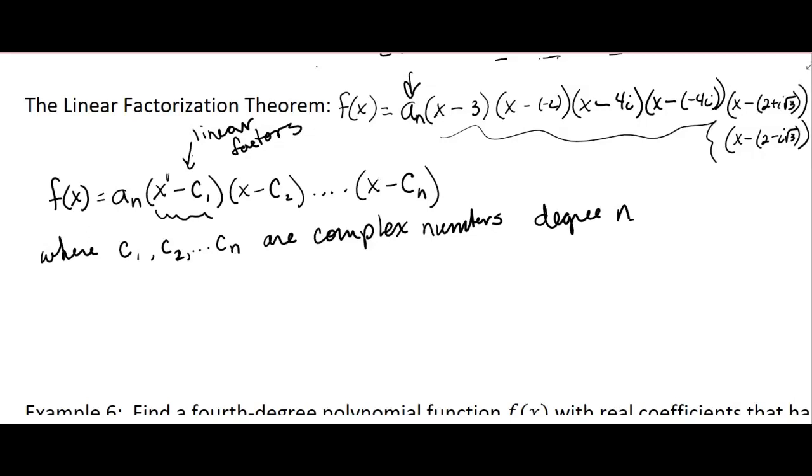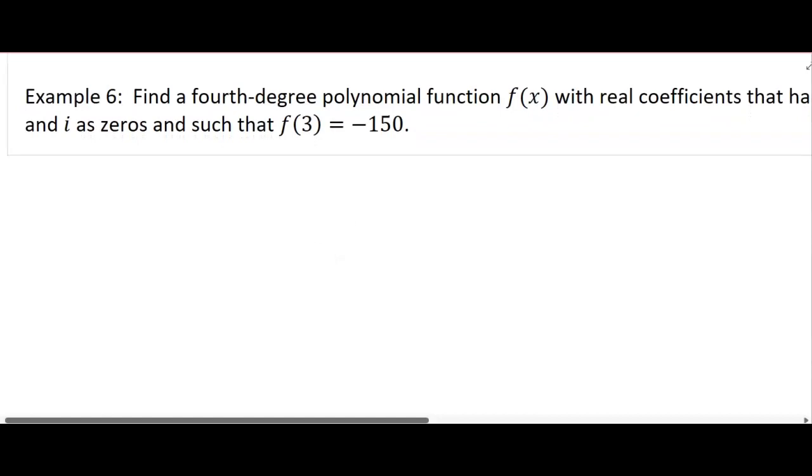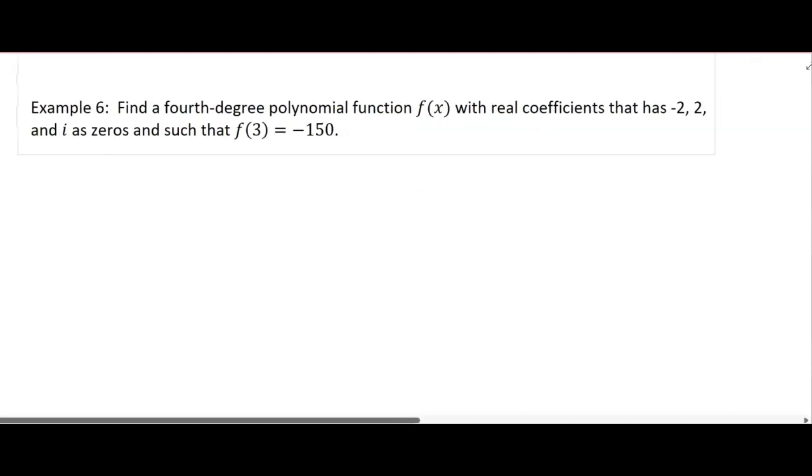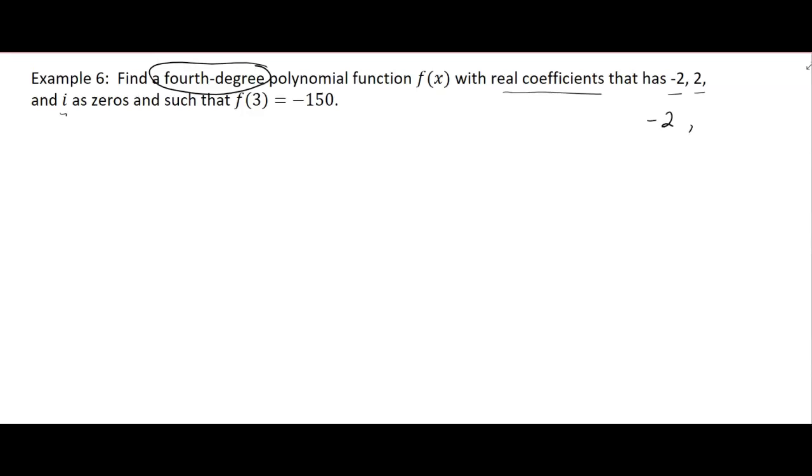Okay, so now we're going to use the linear factorization theorem to find a polynomial. It says find a fourth degree polynomial function f of x. It has real coefficients, and it has -2, 2, and i as zeros. Now, it's a fourth degree polynomial. That means I have to have 4 zeros. So I have -2 is a zero, 2 is a zero, i is a zero, but because i is a zero, the conjugate has to be a zero, so -i is also a zero. Okay, that's my 4 zeros right there.